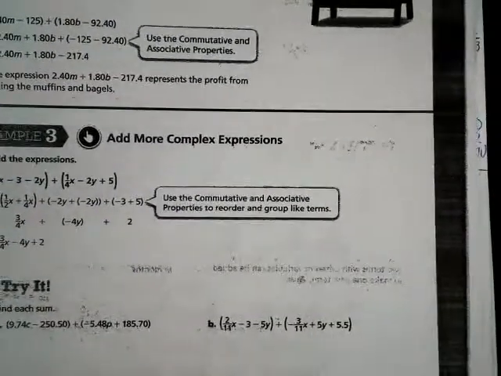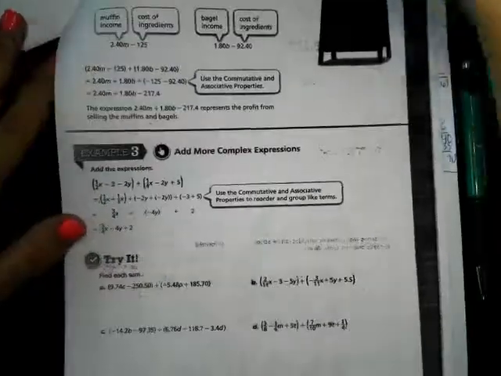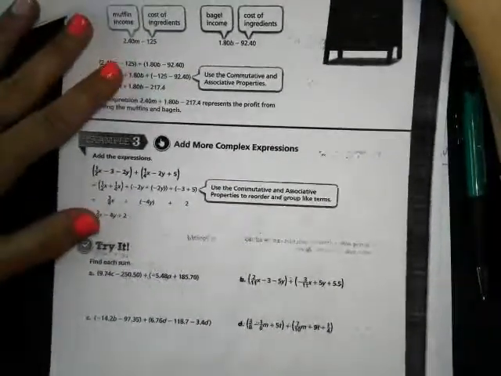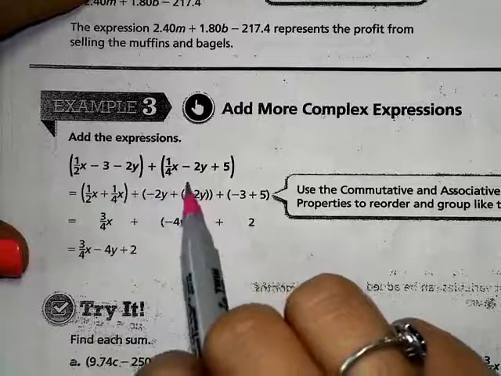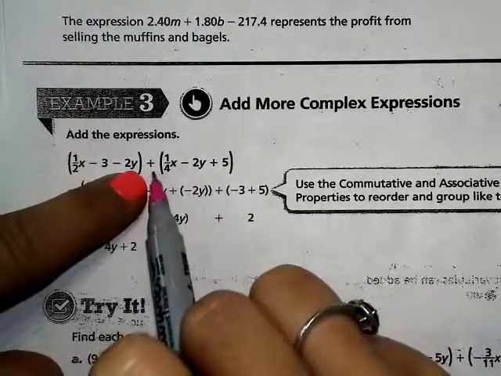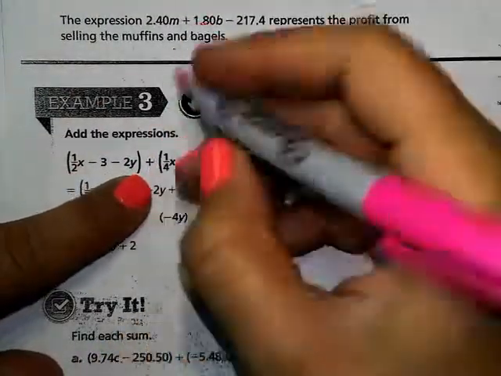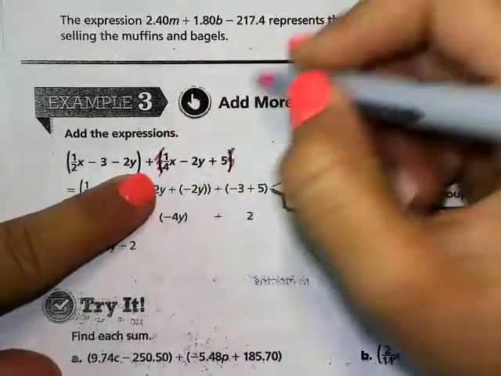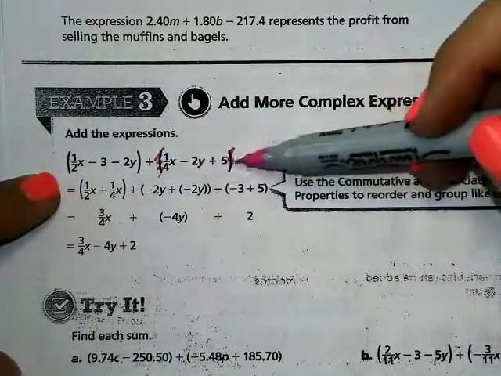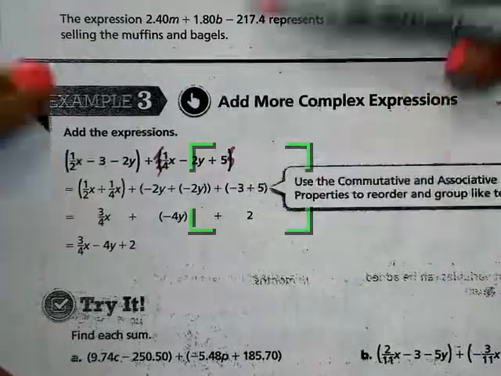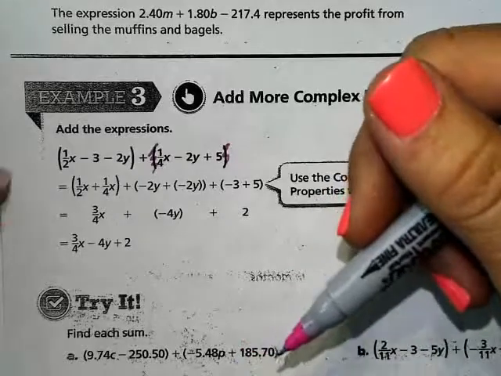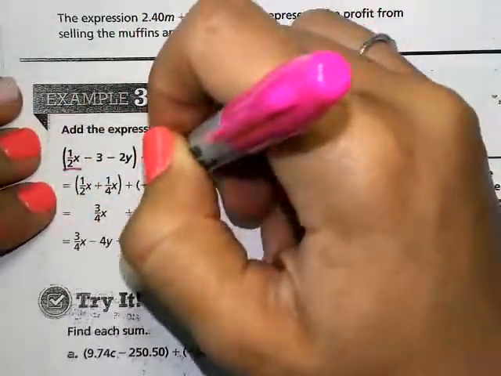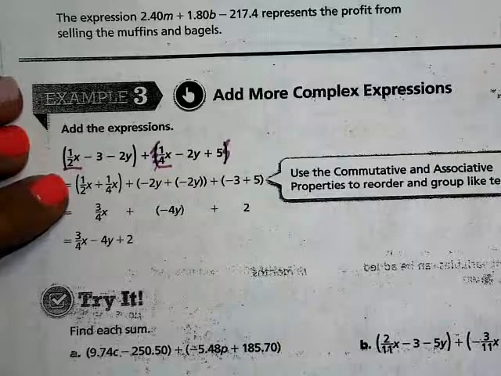Then you have adding more complex expressions. Okay. Now, they're complex because you have all these parentheses. Okay. Since you have a plus sign here in the middle, you don't have to distribute anything. You can literally take these away and consider this a positive 1/4, a negative 2, and a positive 5. Okay. All you have to do is move the terms around, and combine the ones that are like terms. Negative 1/2 and 1/4.